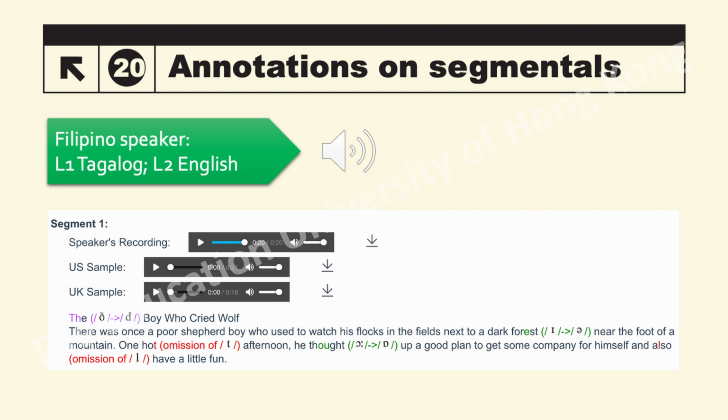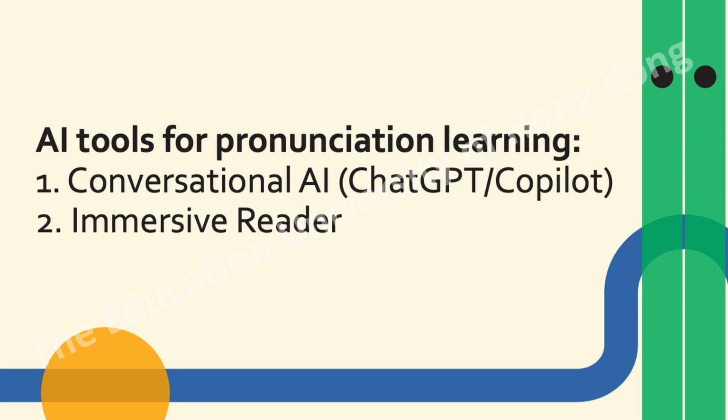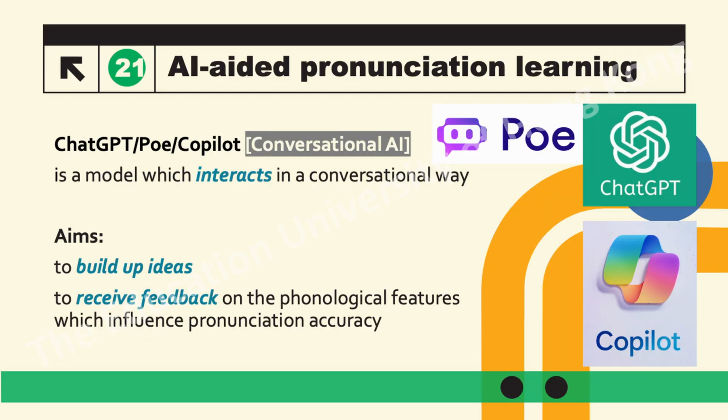Despite the fluent speech, it is still observable for replacements in vowels and omission of consonants. The first AI tool that we will use to improve pronunciation learning is the conversational AI tools, including ChatGPT and Copilot. We use these tools to build up ideas and receive feedback on the phonological features, which influence pronunciation accuracy.